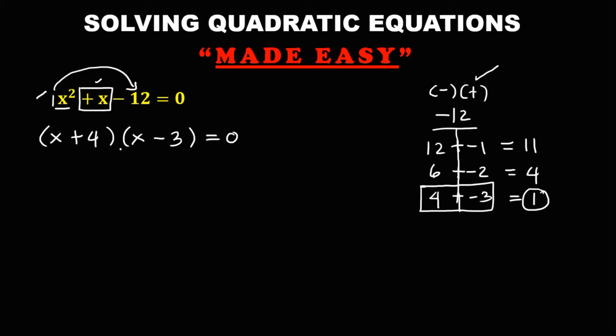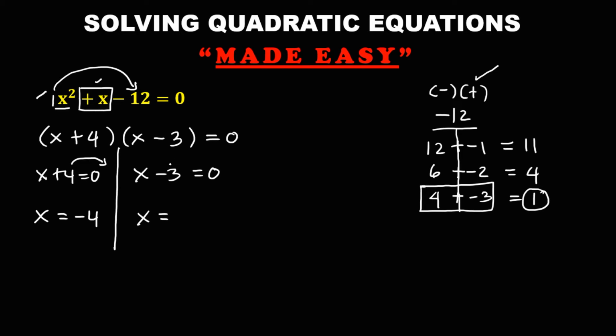Then to solve for x, just equate the factors to 0. So we have x plus 4 equals 0, and the other one, x minus 3 equals 0. To solve for x, transpose this positive 4 to the other side, so that becomes negative 4. For the other one, transpose negative 3 to the other side, so x equals positive 3. So these are the values for x.